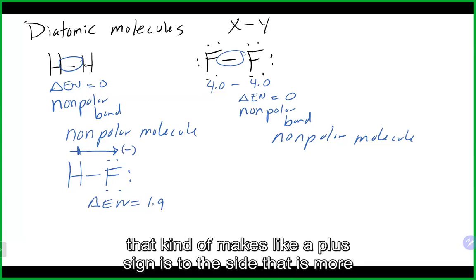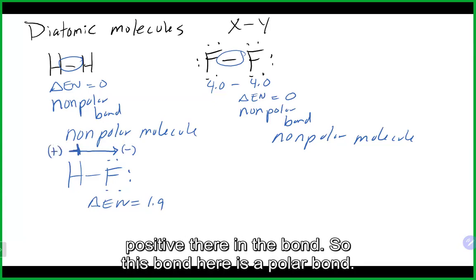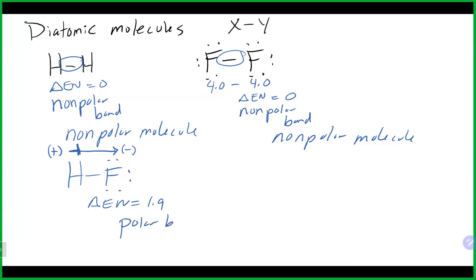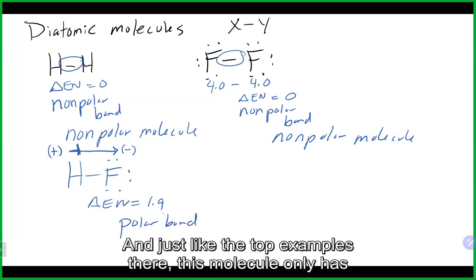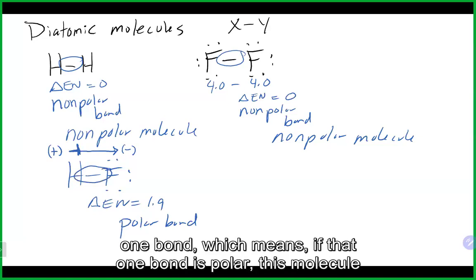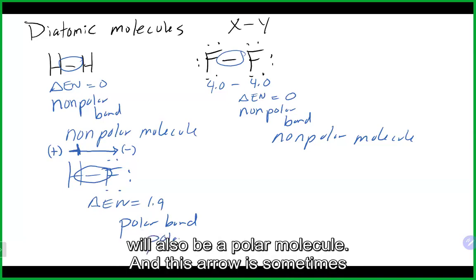Remember, it always points to the one that's more negative in the bond. And again, the back end that makes a plus sign is on the side that is more positive in the bond. So this bond here is a polar bond. And just like the top examples, this molecule only has one bond, which means if that one bond is polar, this molecule will also be a polar molecule.